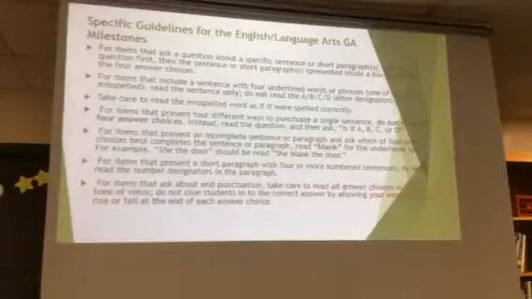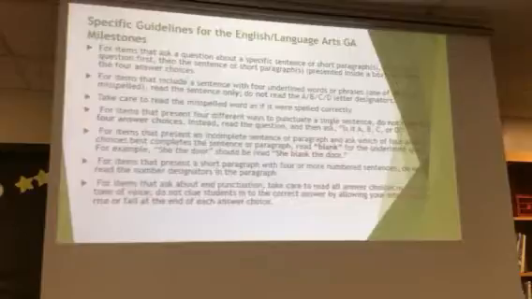For items that present 4 different ways to punctuate a single sentence, do not read the 4 answer choices. Instead, read the question and then ask, is it A, B, C, or D? For items that present an incomplete sentence or paragraph and ask which of the 4 answer choices best completes the sentence or paragraph, read blank for the underlined space. For items that present a short paragraph with 4 or more numbered sentences, do not read the number designators in the paragraph. For items that ask about punctuation, take care to read all answer choices in an even tone of voice and do not clue the student with your intonation.